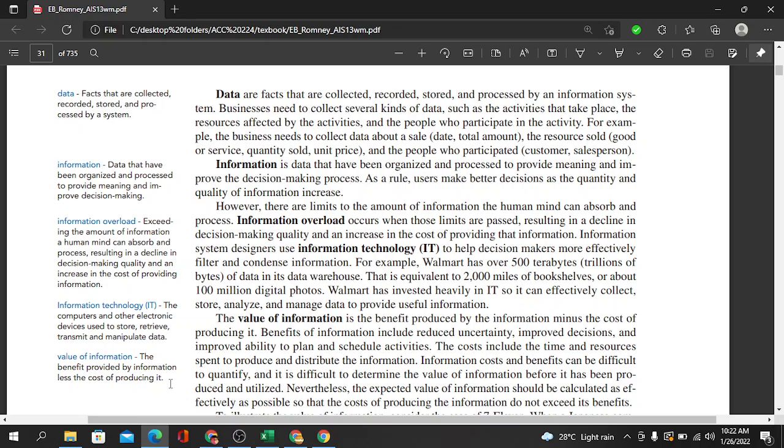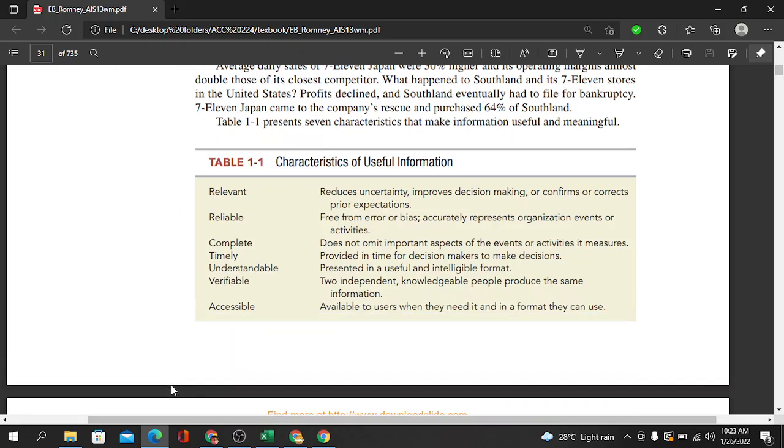But if your company is already big and you have the resources to buy the system, pwede natin i-weigh, because of course we are involved here in choosing the AIS. Pwede tayo consultant, pwede tayo user, pwede tayo designer on the system. So i-weigh natin yan, weigh the benefit over the cost. Okay, so value of information. These are the characteristics of useful information: relevant, reliable, complete, timely, understandable, verifiable, and accessible.